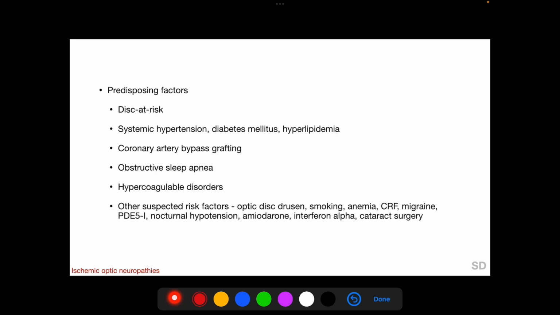Predisposing factors for NAION: a disc at risk is the most important predisposing factor. Then we have systemic hypertension, diabetes mellitus, hyperlipidemia, the vasculopathic risk factors, coronary artery bypass grafting surgery, obstructive sleep apnea disorders, and hypercoagulable disorders. Other risk factors which are suspected to cause non-arteritic AION are optic disc drusen, smoking, anemia, chronic renal failure, migraine, phosphodiesterase 5 inhibitors, nocturnal hypotension, amiodarone, interferon alpha, and cataract surgery.